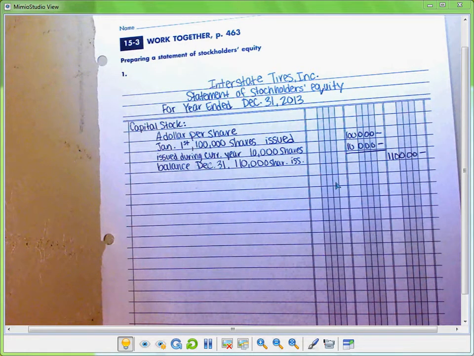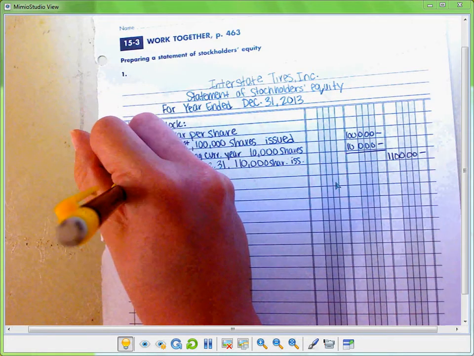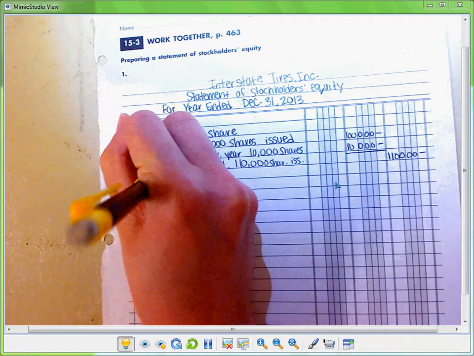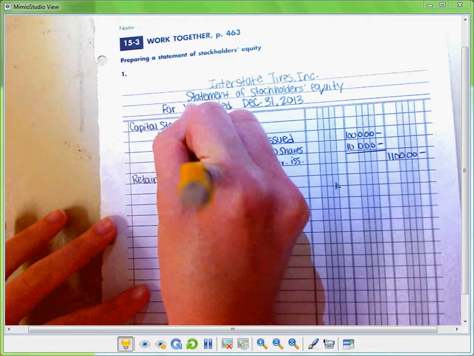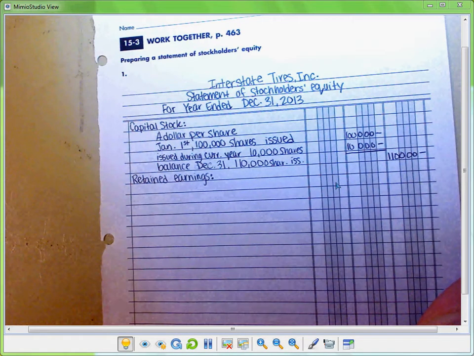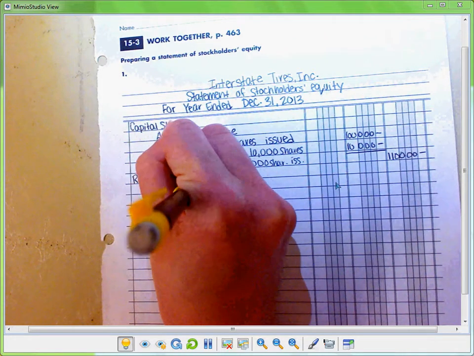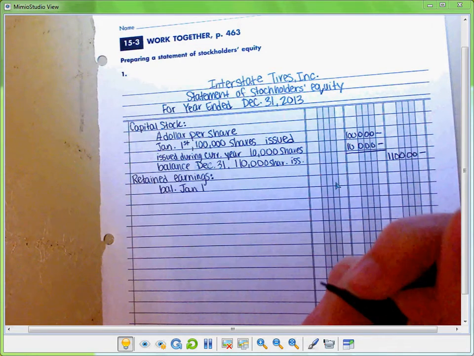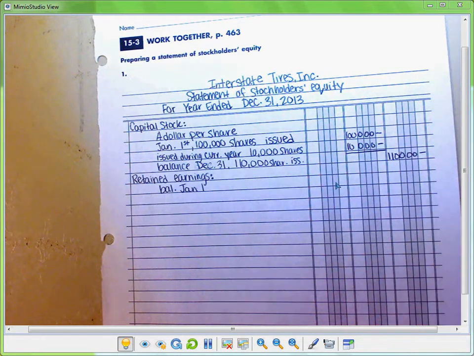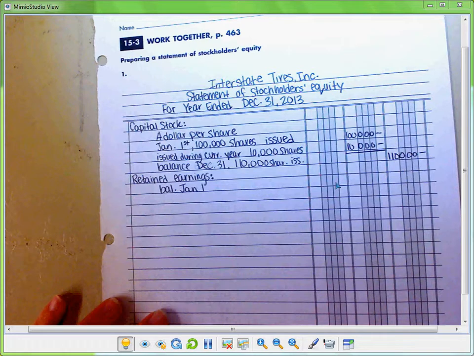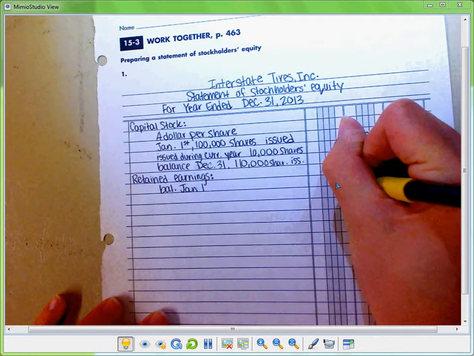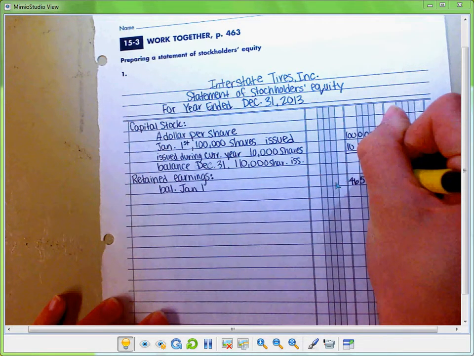Okay, then our next line is retained earnings, not indented, and it has a colon after it. And our next line indented is balance, January 1st. And then you need to look back on the worksheet and find retained earnings. It's on the, yeah. Okay, so this number goes in the middle column. It's $46,599.48.